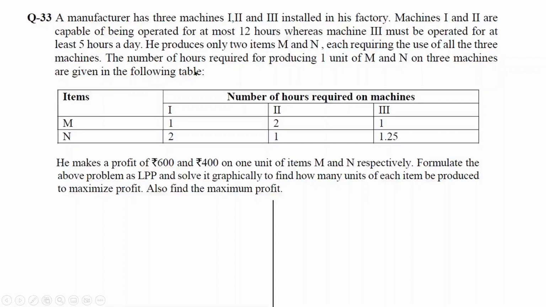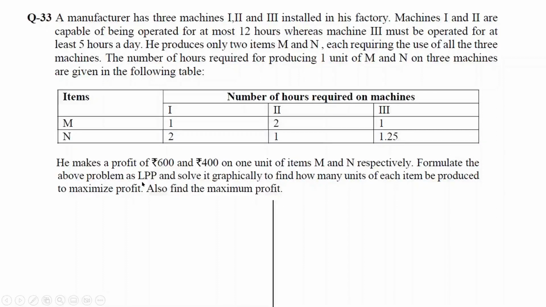The number of hours required for producing 1 unit of M and N on 3 machines are given in the following table. So here we have this table, and then the 2 items M and N, and the time each item requires on each of these machines. It is given here in hours. He makes a profit of rupees 600 and rupees 400 on 1 unit of items M and N respectively.